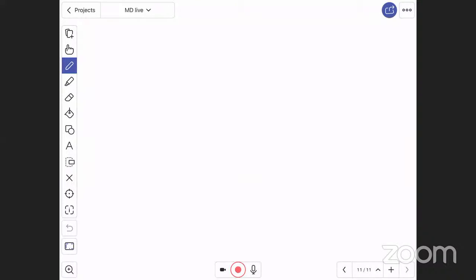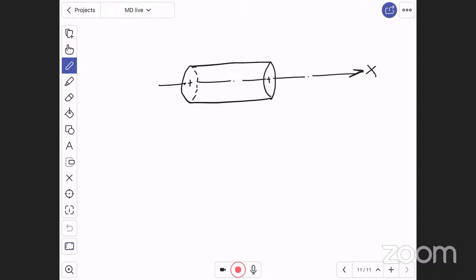Let us say there is a circular pipe. Let's say this is a circular pipe like this, right? And for this circular pipe, let's say I am considering this as the x-axis, and I am assuming vertical as the y-axis. Let's say this is the y-axis, right?